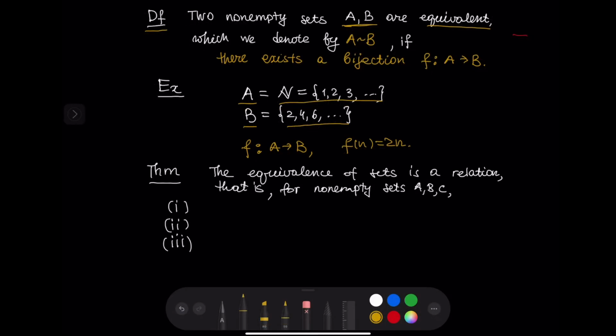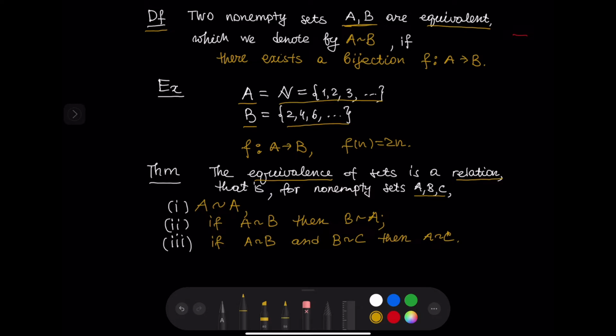So the equivalence of sets is a relation. That means that for non-empty sets A, B, and C, the set A is equivalent to itself. If A is equivalent to B, then B is equivalent to A. If A is equivalent to B and B is equivalent to C, then A is equivalent to C.